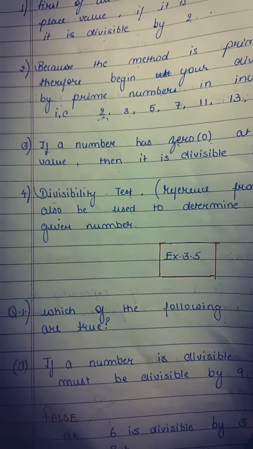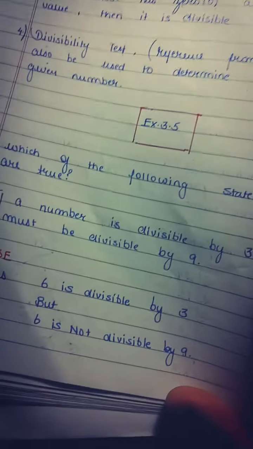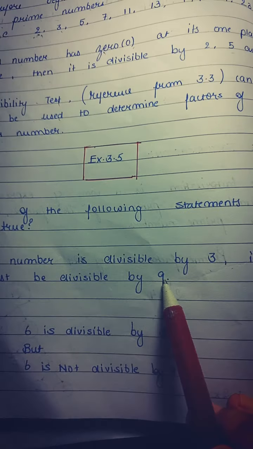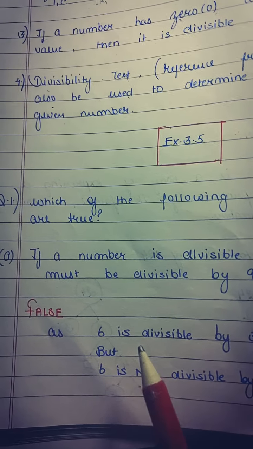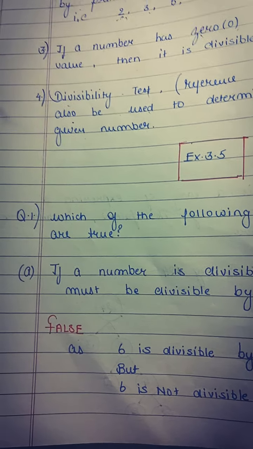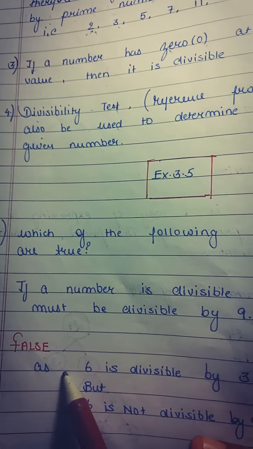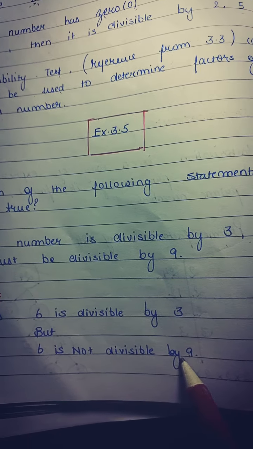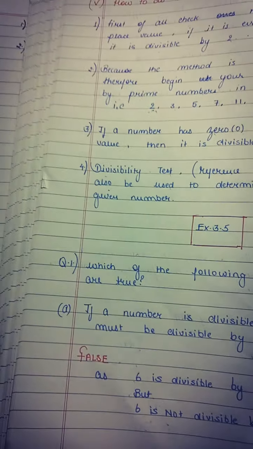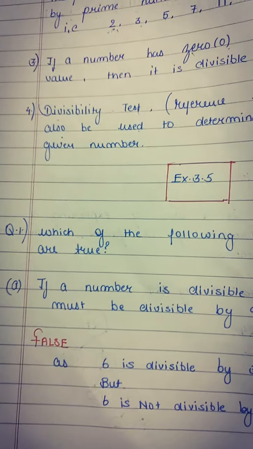Okay, let's start. A. If a number is divisible by 3, it must be divisible by 9. The statement is false, because you can prove your statement with the help of an example or with the reference of the rules I have discussed. So, 6 is divisible by 3, but 6 is not divisible by 9. This concludes that according to this example, the statement written above is false.